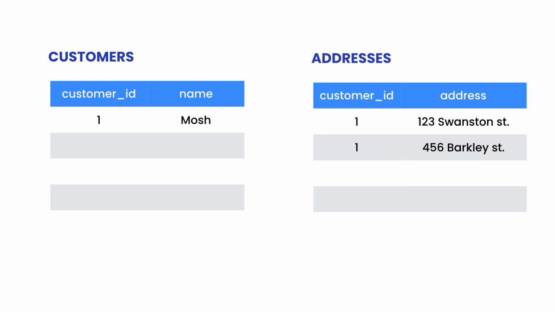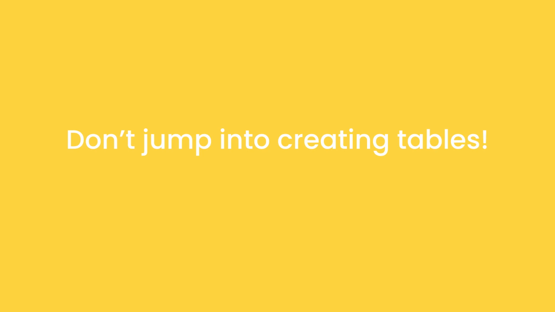See what I did here? I didn't think about any normalization rules and how to apply them by moving columns around. I only thought about the logical entities and the relationship. So if you follow the same process, you really don't need to worry about normalization rules. Start with the logical or conceptual model first. Don't jump into creating tables. You will almost always end up with a bad and messy design.